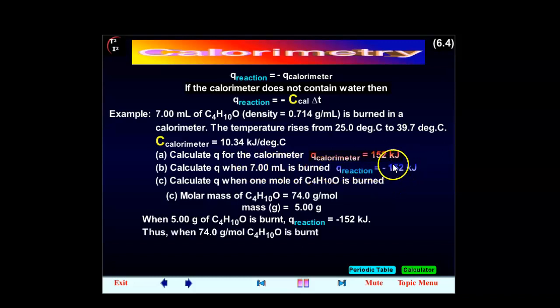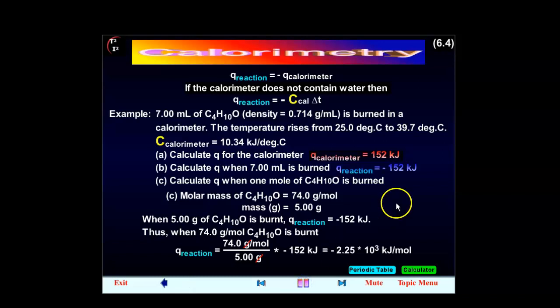Thus, when 74.0 grams per mole of C4H10O is burnt, Q reaction equals 74.0 grams per mole divided by 5.00 grams times negative 152 kilojoules, which equals negative 2.25 times 10 to the third kilojoules per mole.